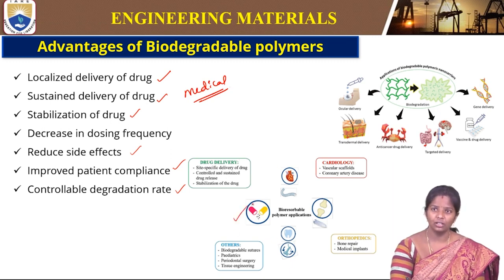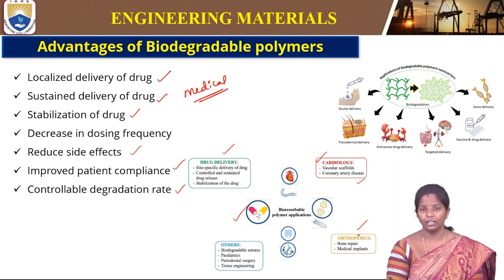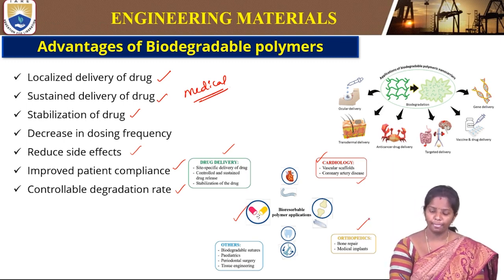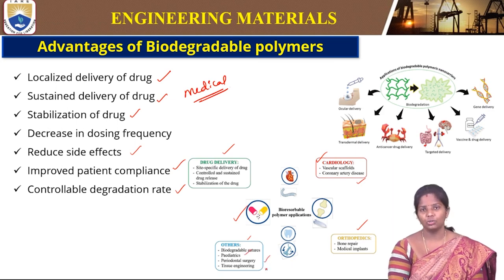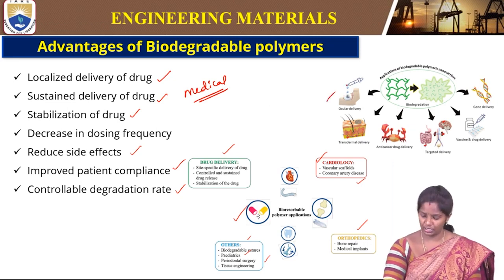If you see this picture, there is drug delivery, cardiology, vascular scaffolds, artery diseases, then orthopedics like bone repair or medical implants like plates, then others like sutures, pediatrics, periodontal surgeries, and tissue engineering. In tissue engineering, the polymer mesh itself is kept in the body so that it acts as a tissue. So the property of the tissue is regained. So these are good examples for medical field applications.